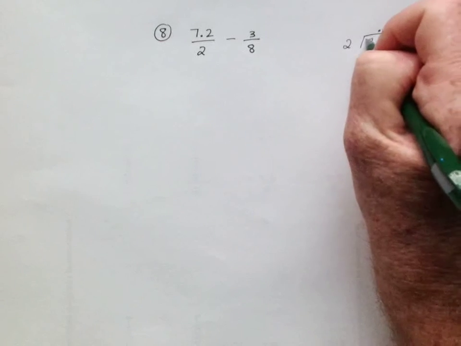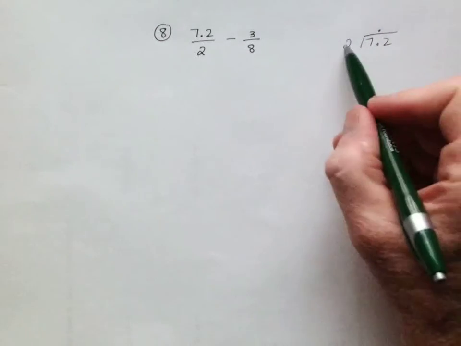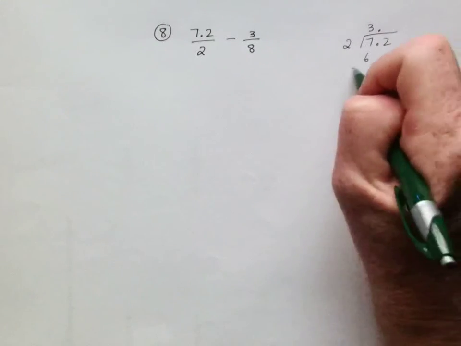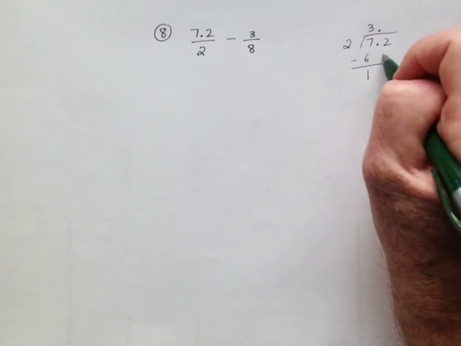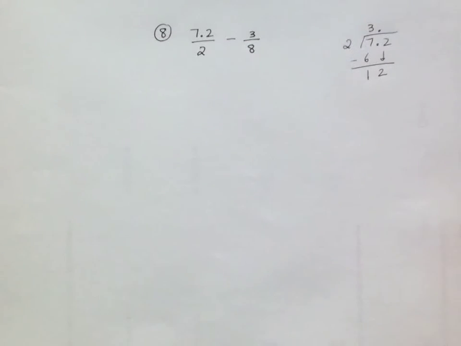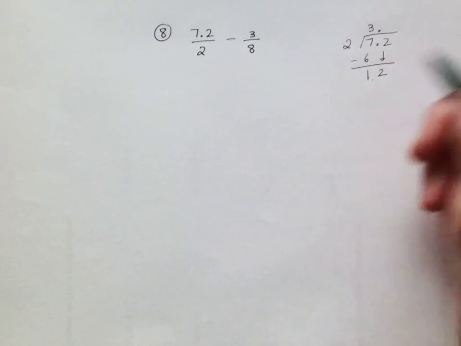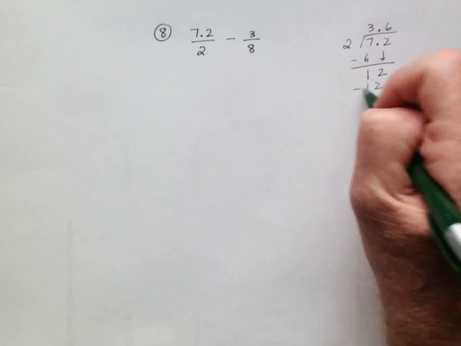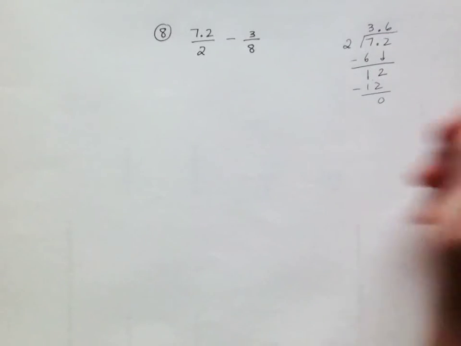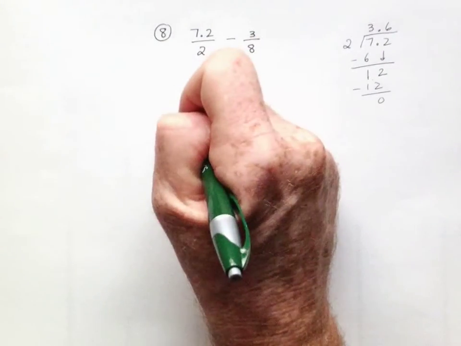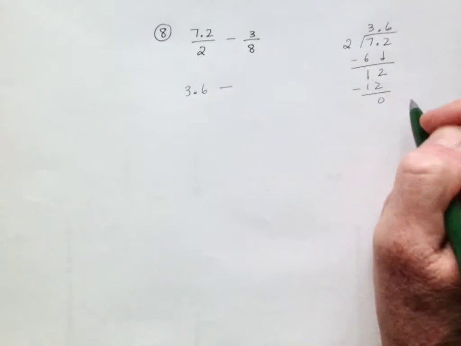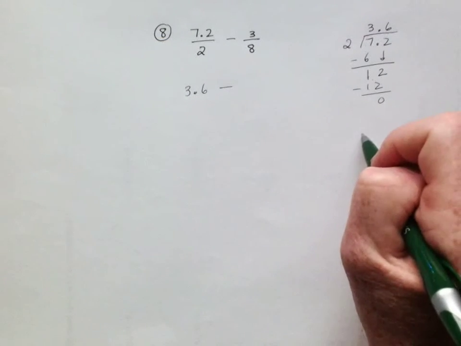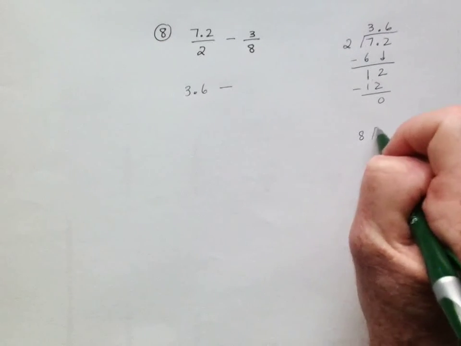Carry the decimal point. So, a 2 into a 7 will go 3 times. When you multiply, this is 6. And then subtract, so that's a 1. Carry down the 2. And then a 2 divides into a 12 6 times. And when you multiply, it turns out there's no remainder. So this one turns out to be a 3.6. Then what about the 3/8? So it literally means take 8 and divide it into 3.